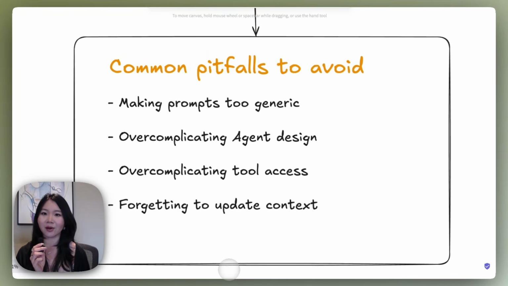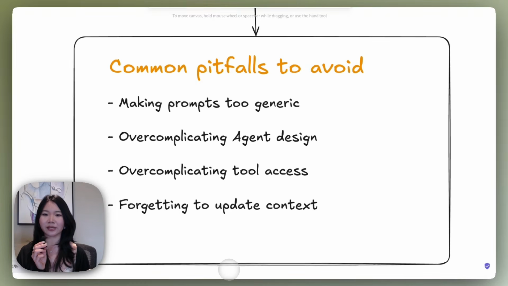So to end this video, here are some common mistakes that you probably want to avoid. The first is about writing very generic prompts. And we've just covered frameworks and several different ways to help you make better prompts. And I hope that could be helpful to you. Usually when an agent doesn't work, 75% of the reasons is probably because of the prompt.